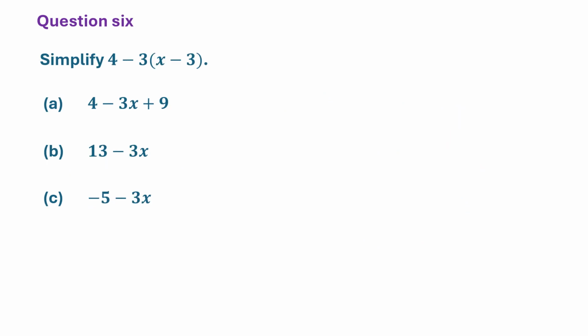Question number 6. Simplify 4 minus 3 bracket x minus 3 close bracket. What's your answer? Yes, the correct answer is B. And why is that so? 4 minus 3 bracket x minus 3. There are two terms here. This is 1 and this is a second term.